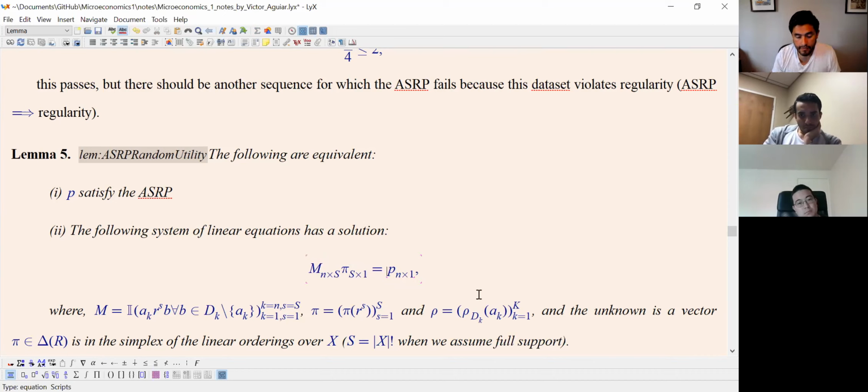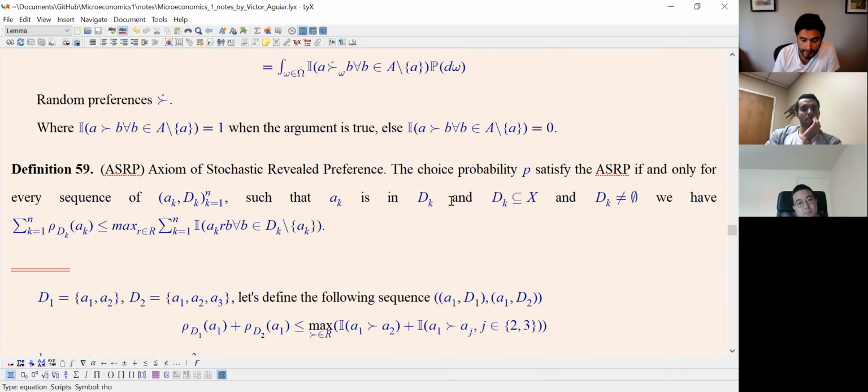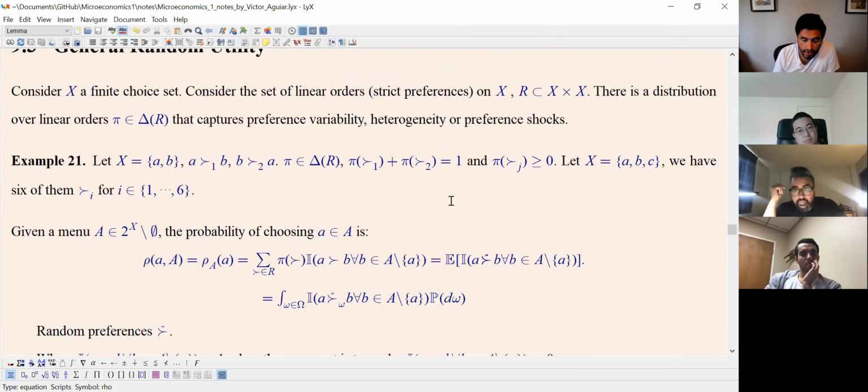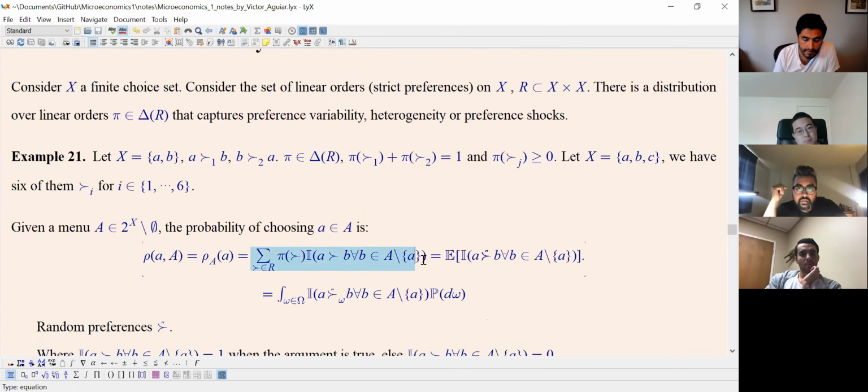Got it? So let me write this as rho. Do you understand what's going on? What I'm doing is rewriting this expectation that you saw here in its matrix form. This is just the scalar form of a matrix multiplication.